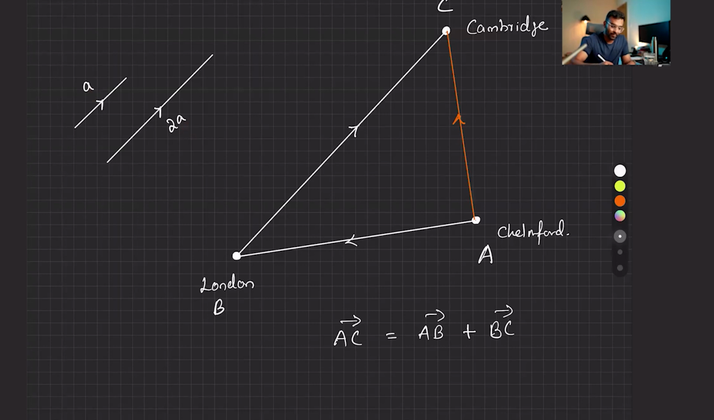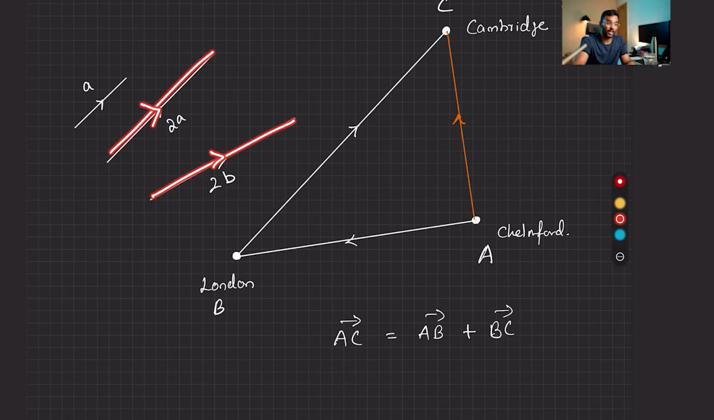If I said to you, this is 2B, 2B is a different vector to 2A. They're not parallel. Okay? Did that make sense, everyone?